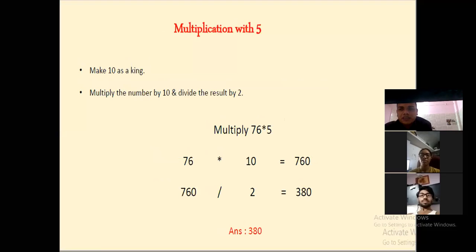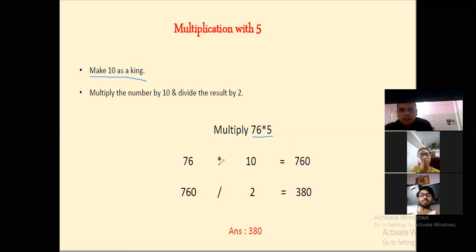So next is the multiplication with 5. Here make 10 as a king. Multiply the number by 10 and divide the result by 2. So what is your question? We are going to perform 76 into 5.